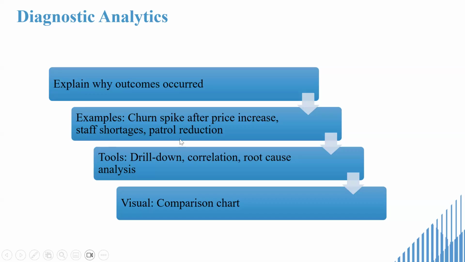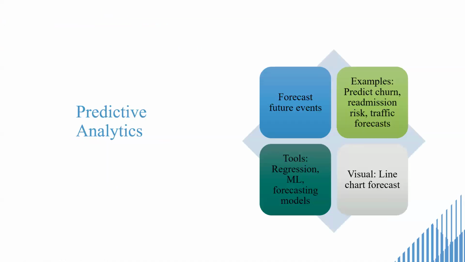Also patrol reduction, like with crime: you should see that maybe the police are not working, or they are just sleeping, so people are committing crimes. The tools are drill down, correlation, and root cause analysis. For visualization, you will use comparison charts. You will compare why the outputs happened with previous years.